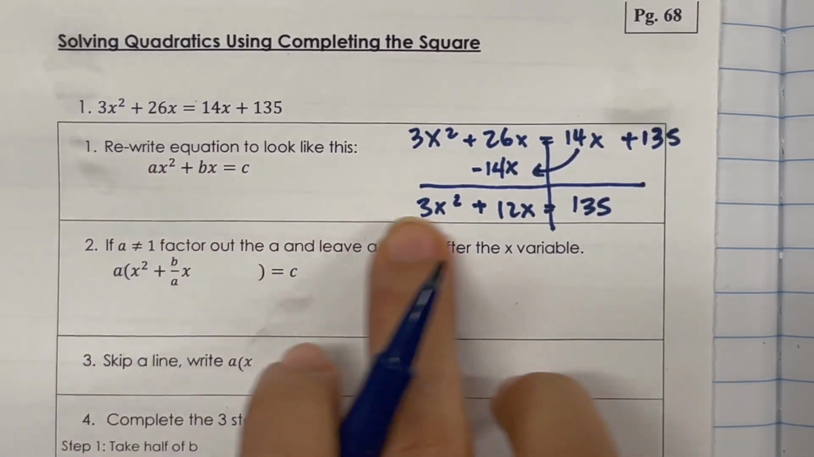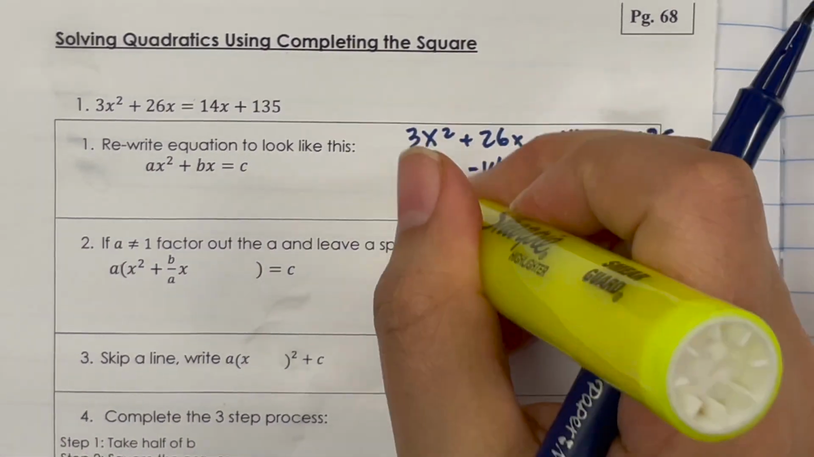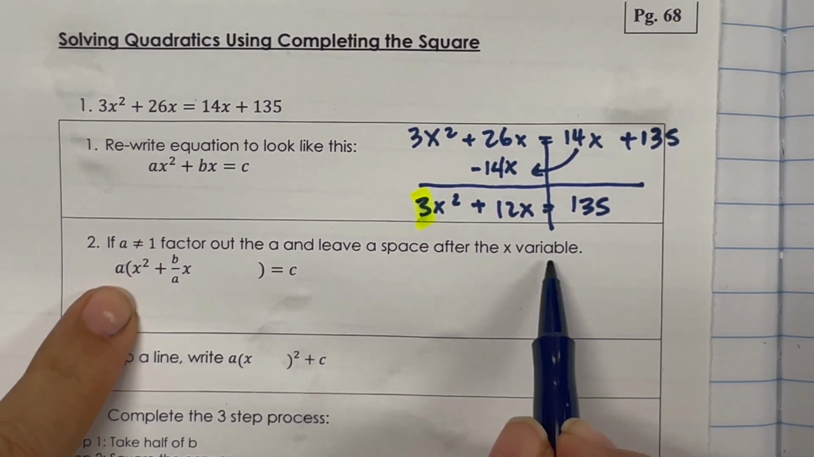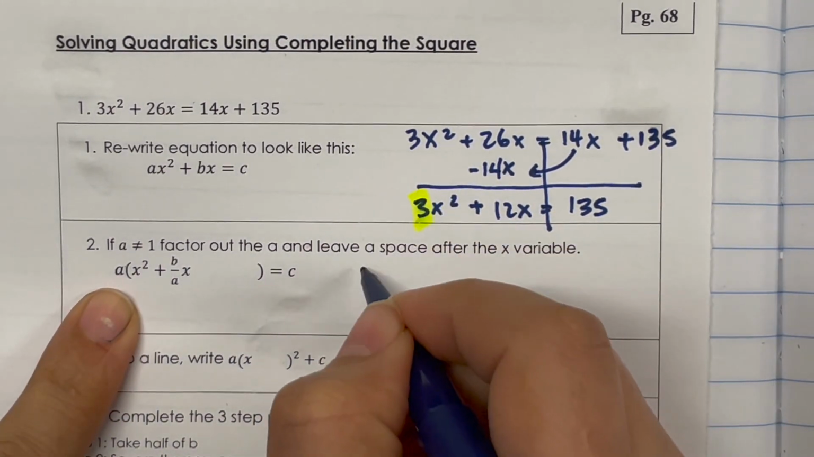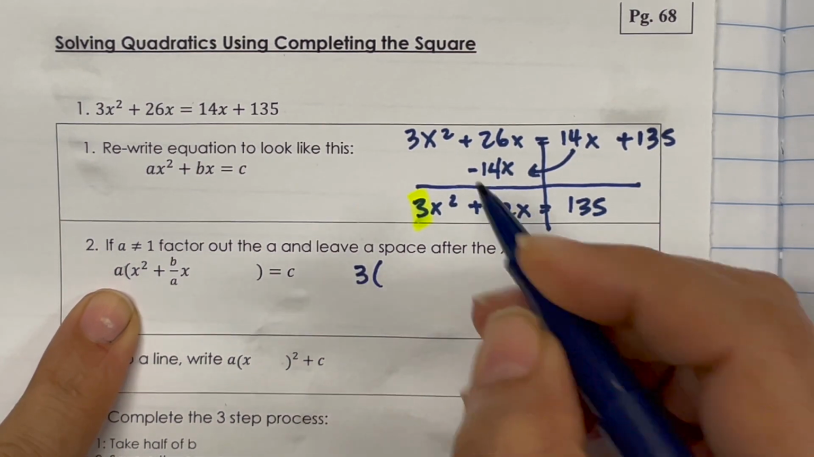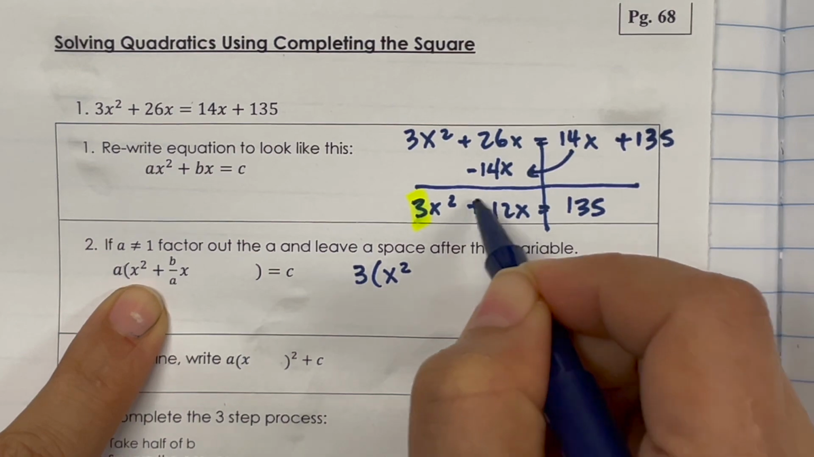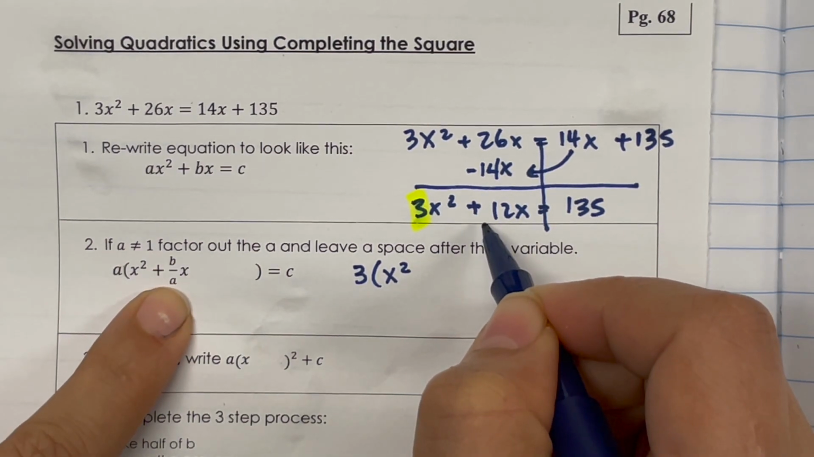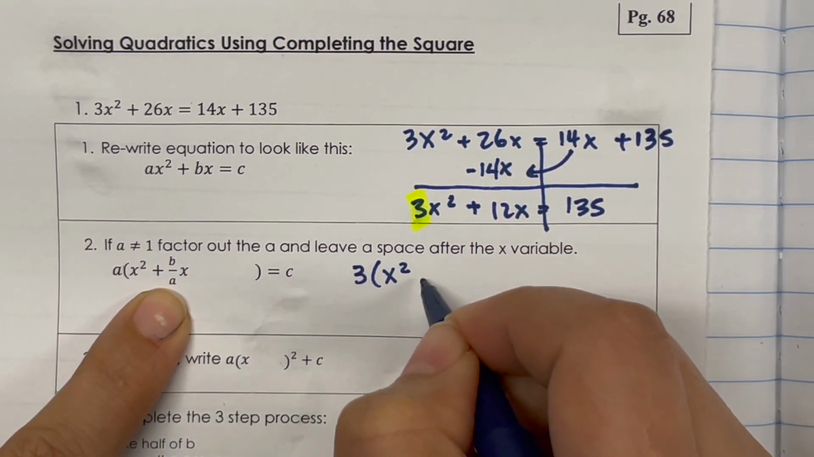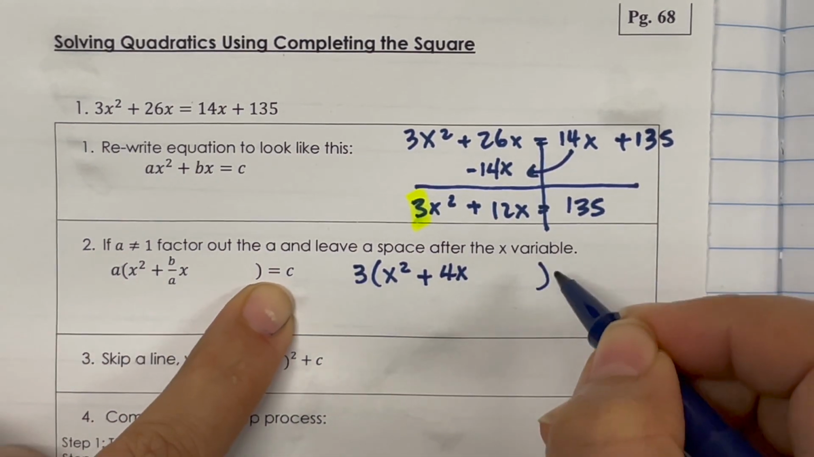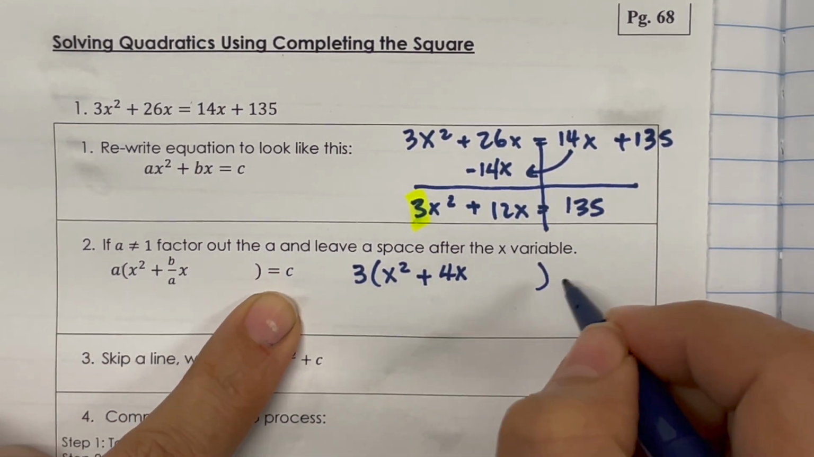If a is not equal to 1, and in this case it's equal to 3, you're going to factor it out and leave a space after the x variable. So factor out the 3, that's your a, parentheses, x squared, because that's all that's left after you take out the 3, plus, and how do you get rid of the 3? You just divide by 3. So 12 divided by 3 is 4x. Leave a space, equals whatever your C is, which is 135.